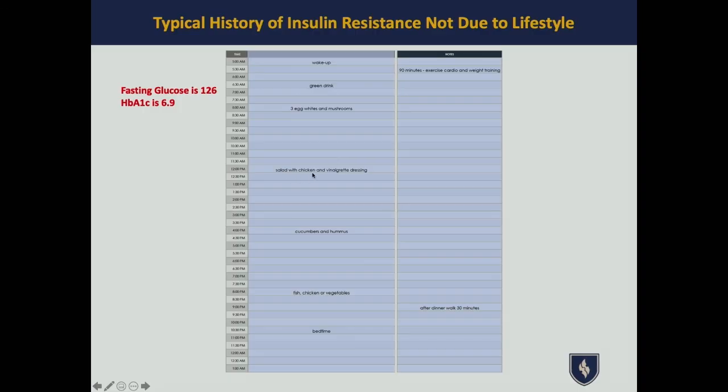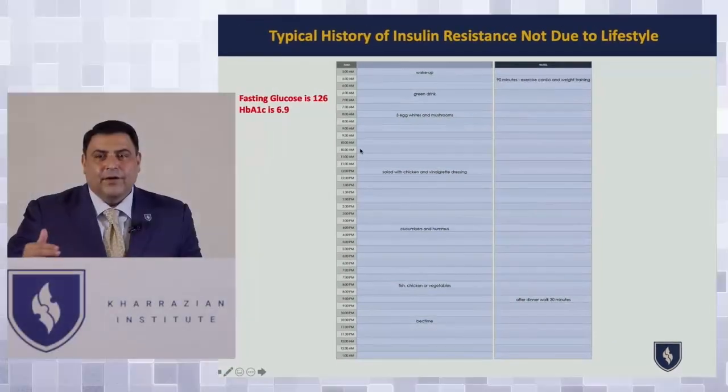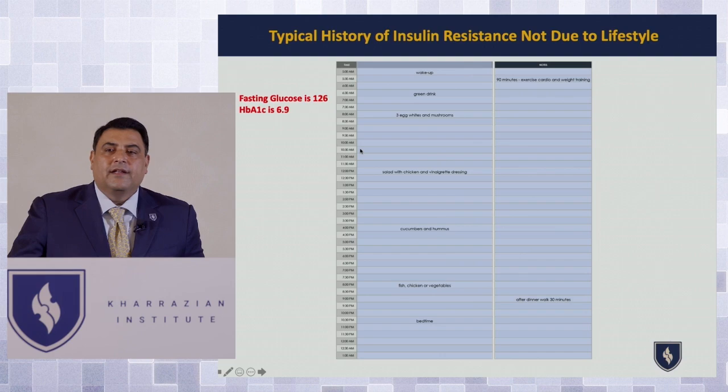And then around 11 o'clock, they have salad with chicken breasts and vinegar dressing. And then around 4 o'clock, they'll have some cucumbers and hummus. And then for dinner, they'll have fish and chicken and eggs. They go for an afternoon walk after dinner for 30 minutes, and they go to bedtime. If you saw this, and you saw the fasting blood glucose was high, HbA1c is high, that's the classic presentation of a latent autoimmune diabetes of adulthood.